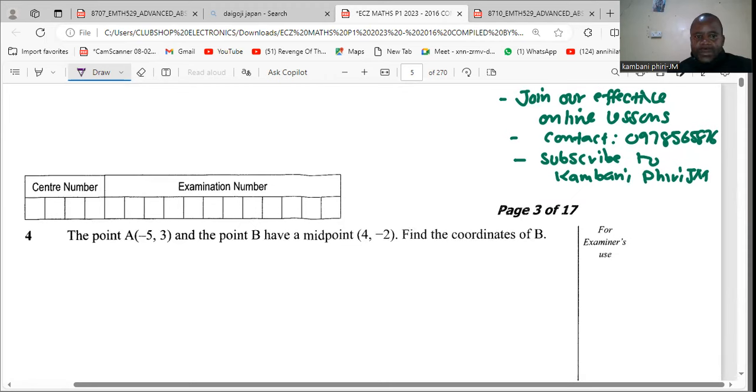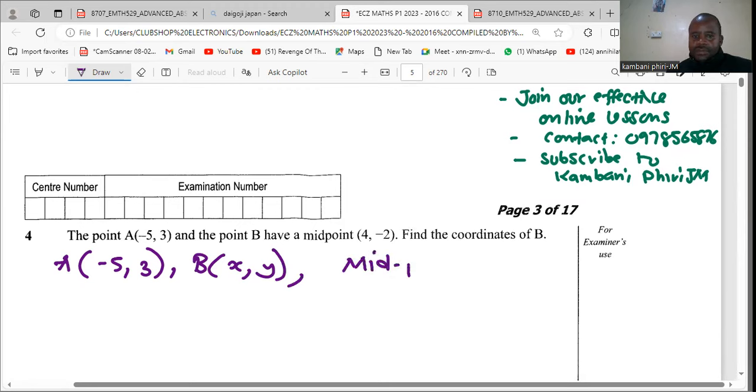The point A is negative 5, 3, and the point B, unknown, it is x comma y, right? Have the midpoint of 4 comma negative 2. Question therefore is, what's the value of it? Let's find the coordinates of it. Okay.